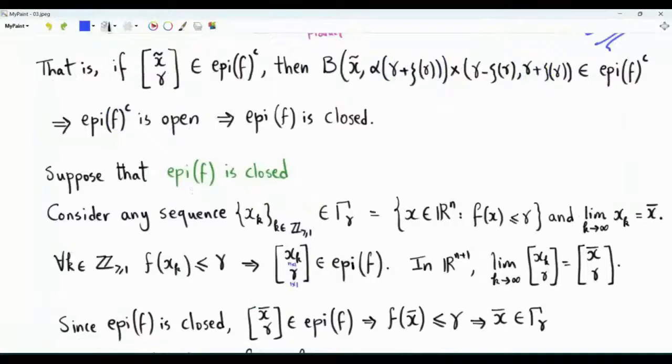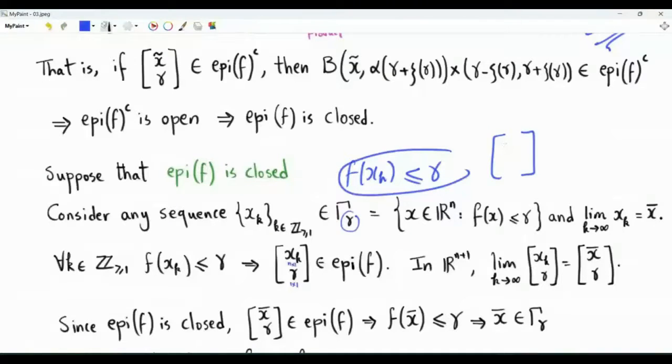Now suppose that the epigraph of f is closed. Consider any sequence xk that is in the sublevel set with parameter gamma. So this is again the set in n-dimensional space such that f of x is less than or equal to gamma. For every k, we have f of xk is less than or equal to gamma. If we take a vector in Rn plus 1, the first n components are xk and the last component is gamma, then this vector is indeed in the epigraph of f.